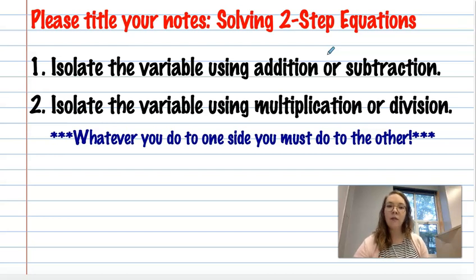Step 2, isolate the variable using multiplication or division. Remember, multiplication is right up against that variable. They don't even put a sign in between. So that's closer, so we're going to get rid of it last.